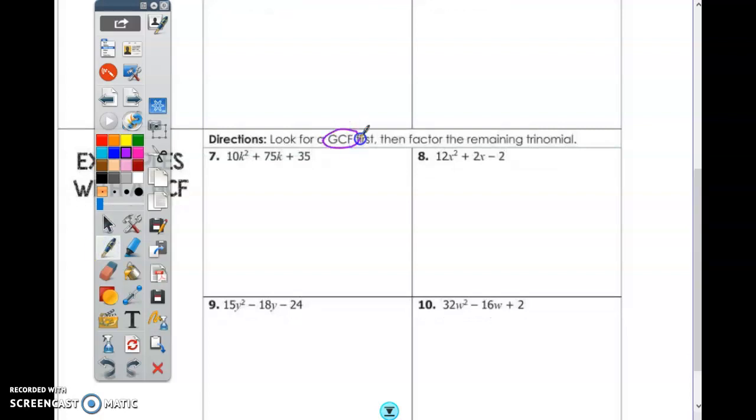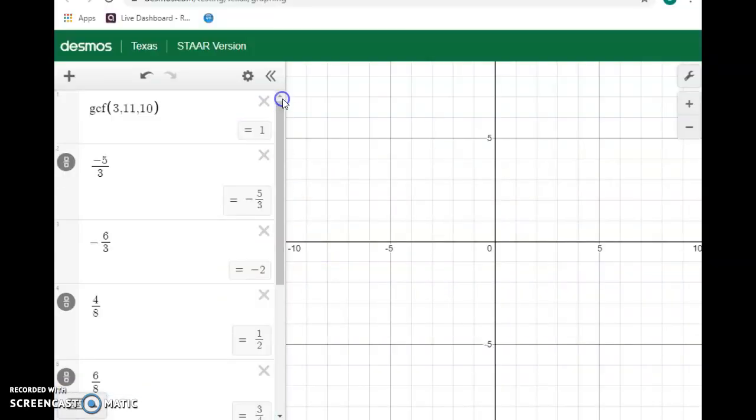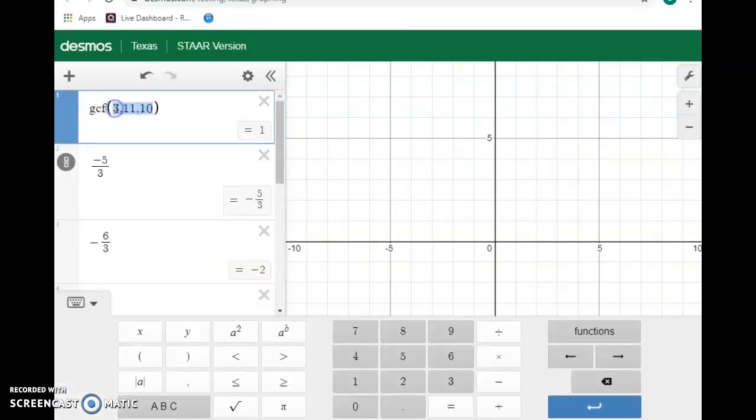Okay? GCF, this one's going to have a greatest common factor. I can tell already just by looking at it. Some of you probably can too. This one has the greatest common factor. They all do. That means you can take something out first before you start doing the work. So I'm going to find the greatest common factor of 10, 75, and 35.